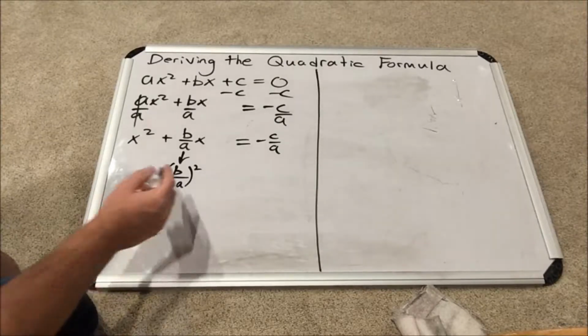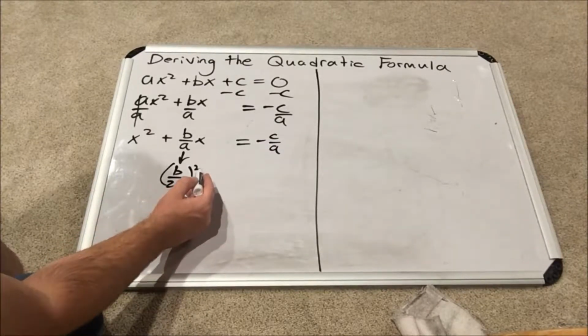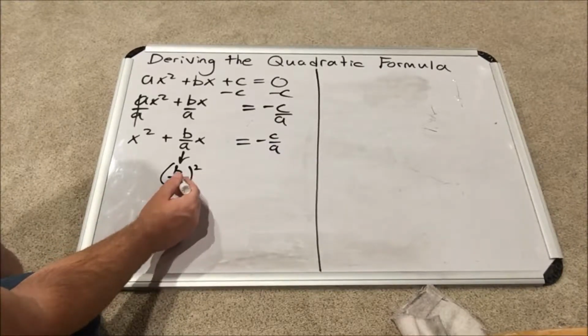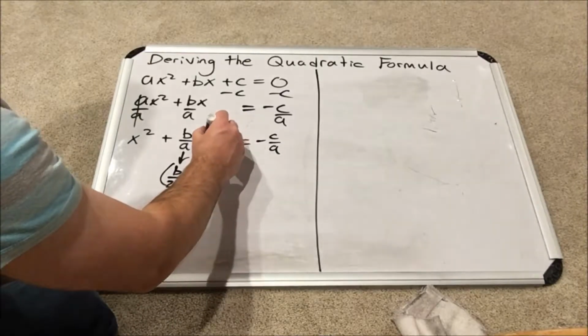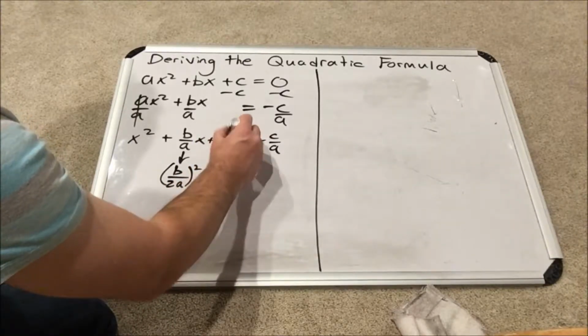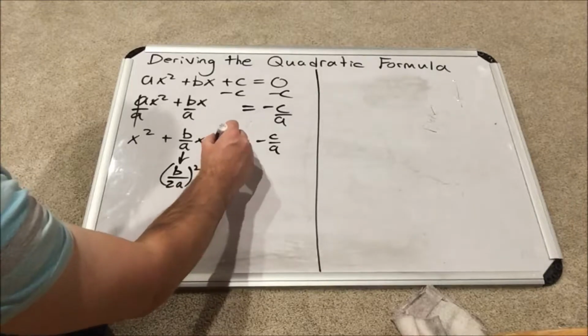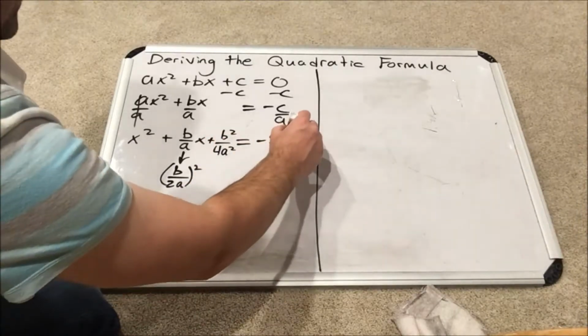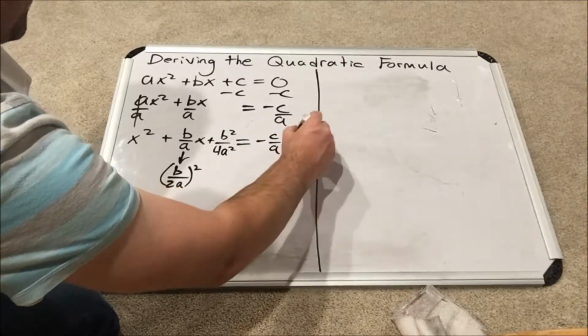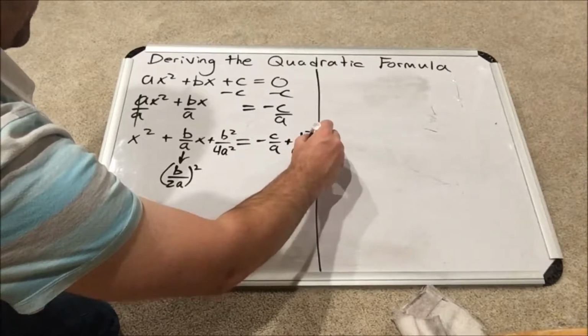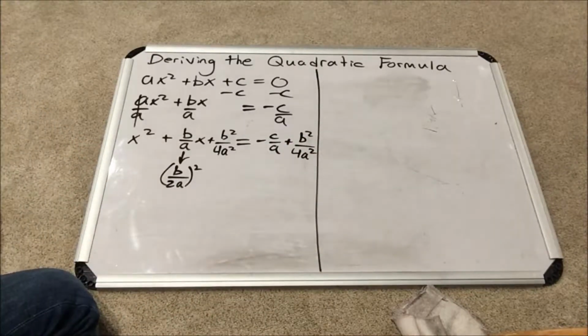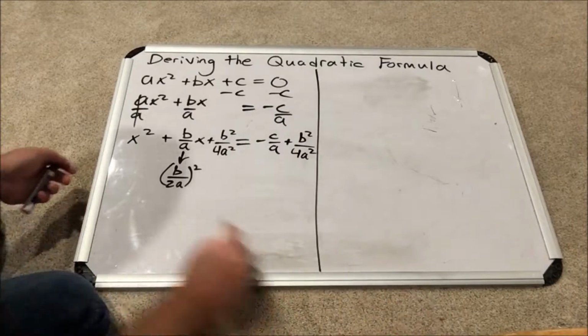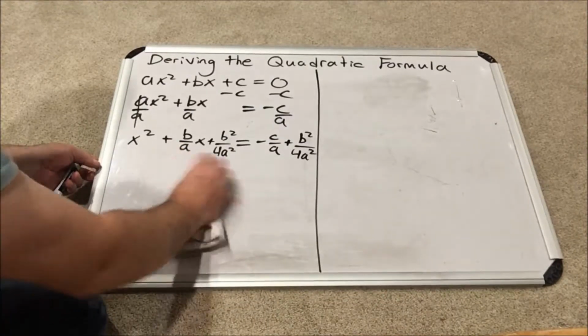So we are going to add this to both sides. I'm going to apply the 2 power to all the terms inside, and I'm going to get b squared over 4a squared. I'm going to add that, as I'm supposed to, to both sides. What you do to one side of an equation, you have to do to the other. So here we have the square completed.